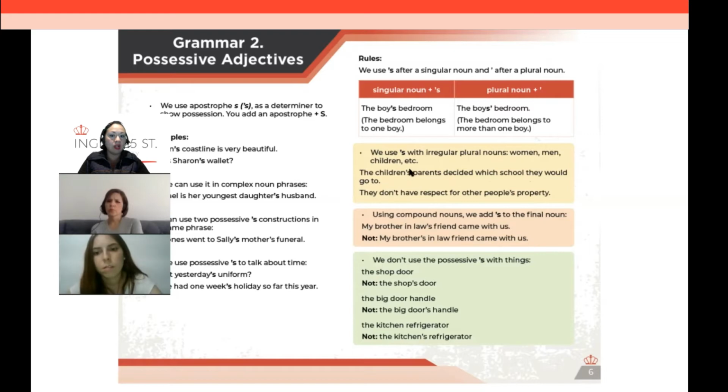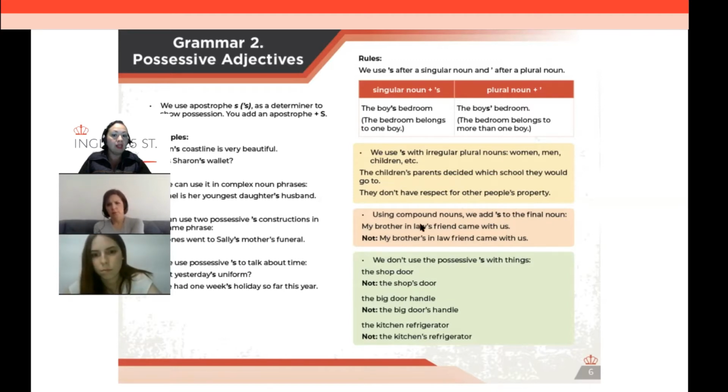It's not that we are adding an S to make it plural. We are talking about children's parents, okay? So that's why we are putting the apostrophe S, because we are talking about their parents. They don't have respect for other people's property. Okay, we are talking about the property of those people. Using compound nouns, we add apostrophe S to the final noun.